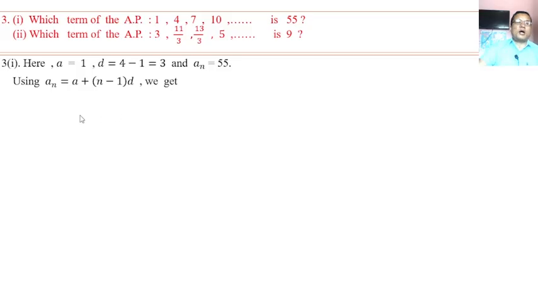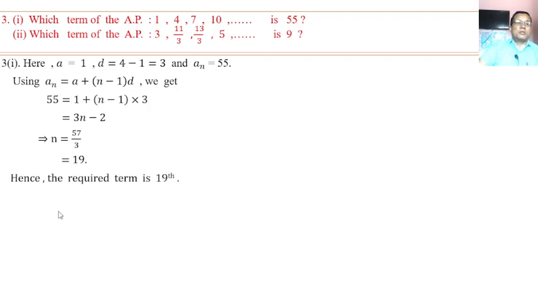Using this formula we get 55 equals 1 plus (n minus 1) times d. Simple solve, we get n equal to 19, which is a natural number. Therefore, 55 is the 19th term. Hence, the required term is 19.